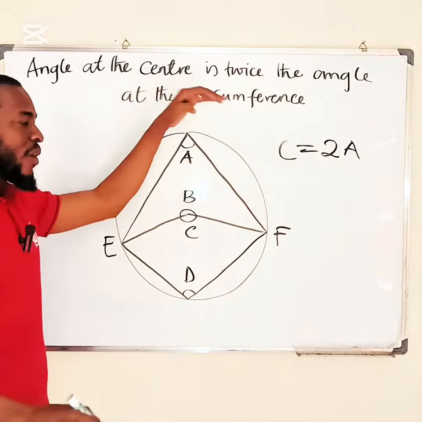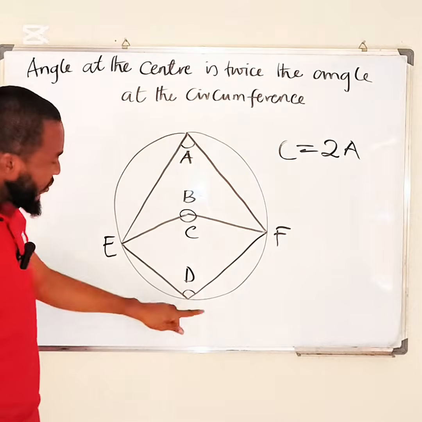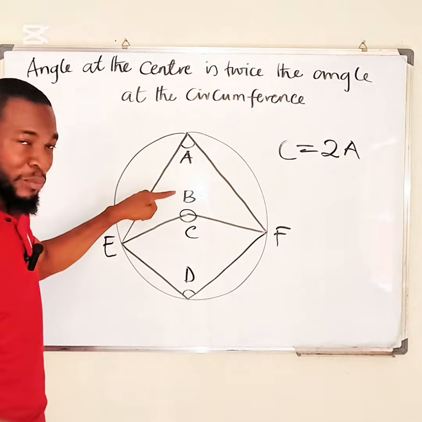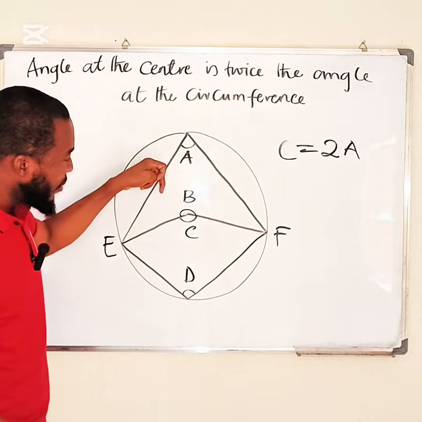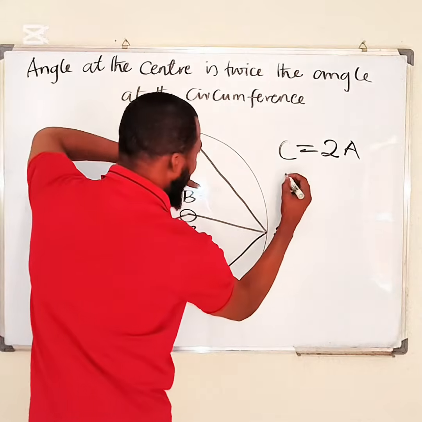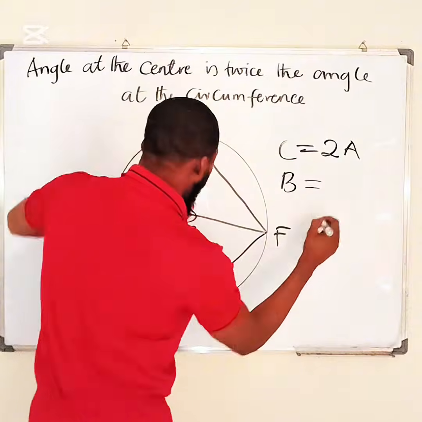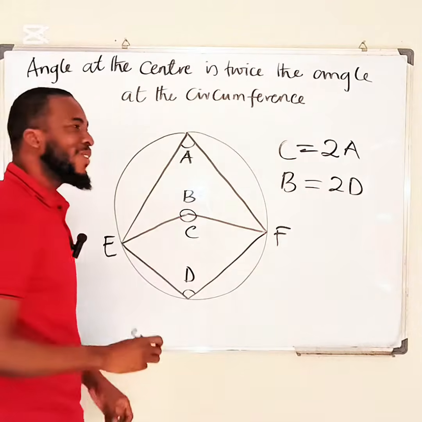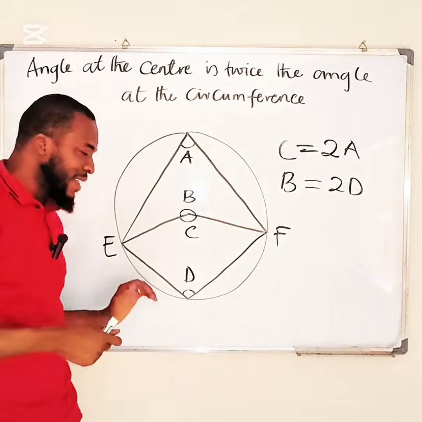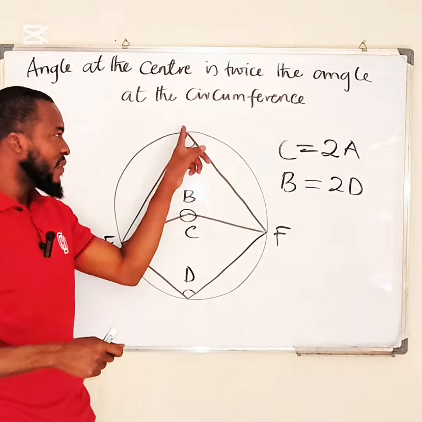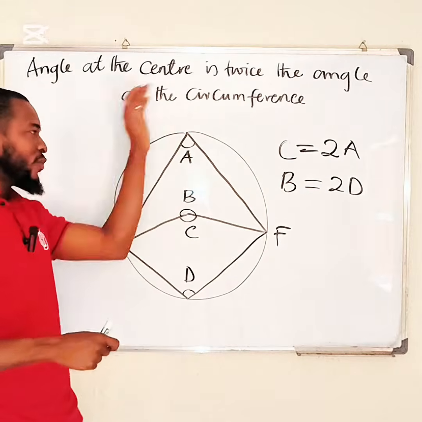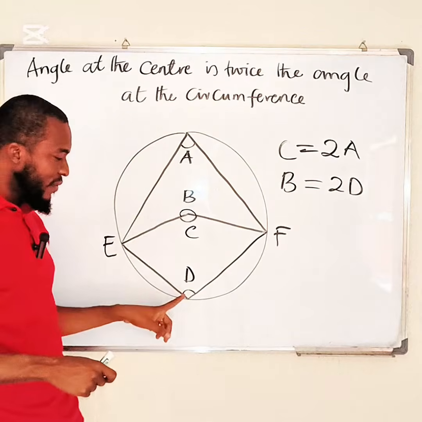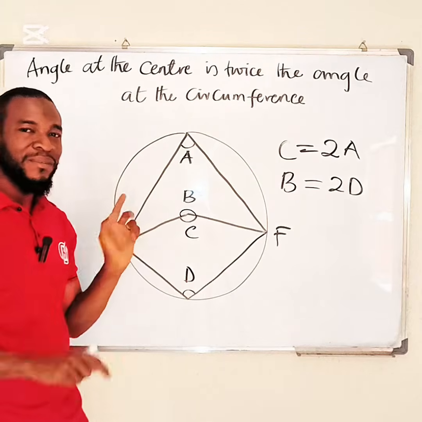Then if you follow this other direction, which produces this one and the reflex B, then angle B here at the center is twice this one at the circumference, which is D. So you should know that the bottom arc here produces this and this, while this one at the top produces this and that. Yes.